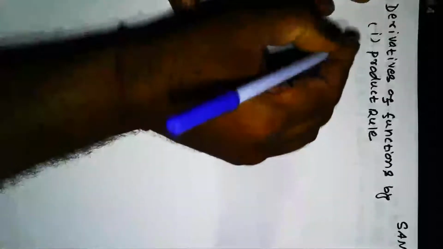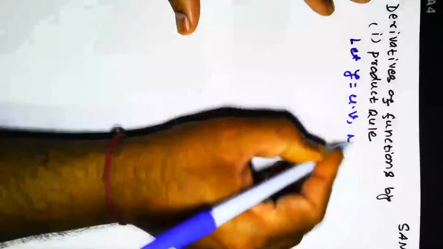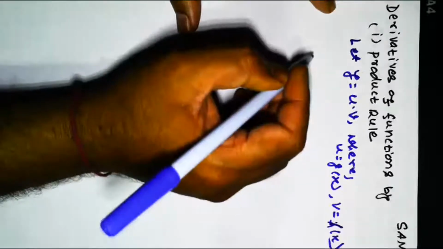Okay, guys. So we shall now talk about derivative of function by product rule. So, for example, say y equals u times v, where both are the functions of x. You can say u as g(x) and v as h(x), for example. So both are the functions of x.